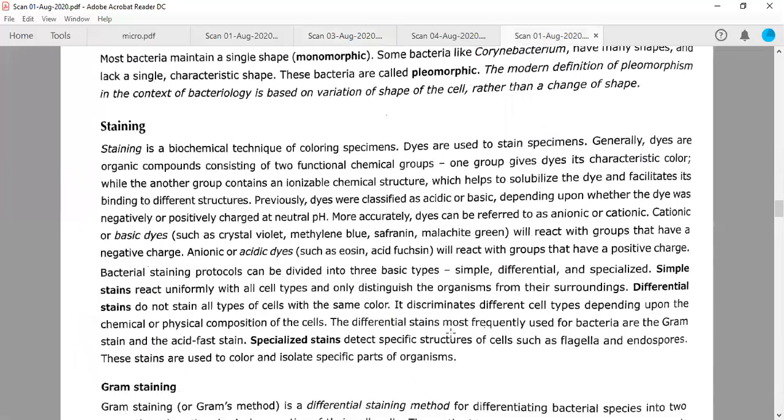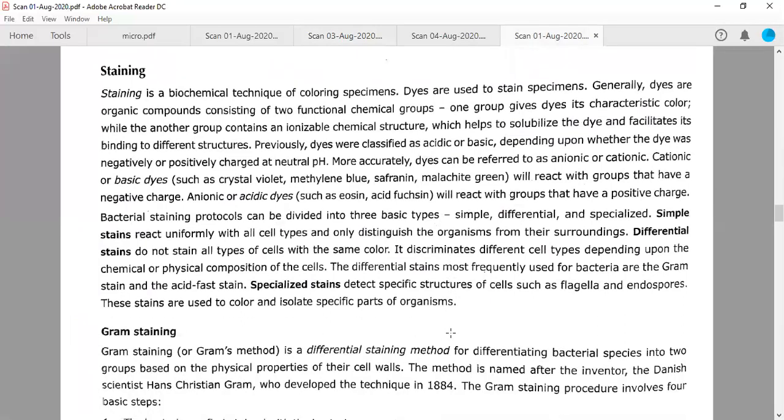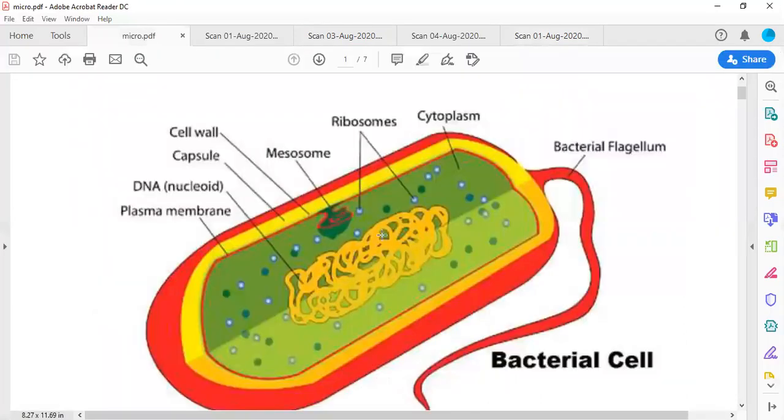So what we were discussing, actually, I forgot. So staining. We were discussing the structure of bacterial cell. Okay, so we were here.